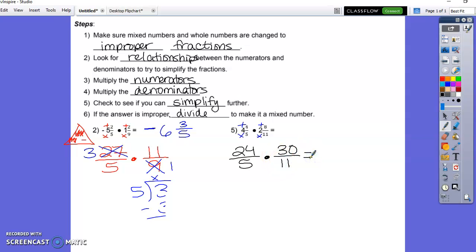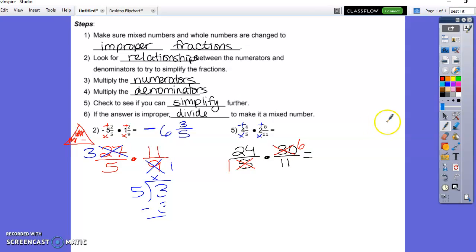Okay? Look for relationships. So let's look. 11 is prime. It doesn't work with 24 or 30. 5 is prime. It doesn't work with 24, but it does work with 30. So the relationship here will be 5. They both divide by 5. 5 divided by 5, 1. 30 divided by 5, 6. Okay, so these are bigger numbers this time, because there's not a relationship here.